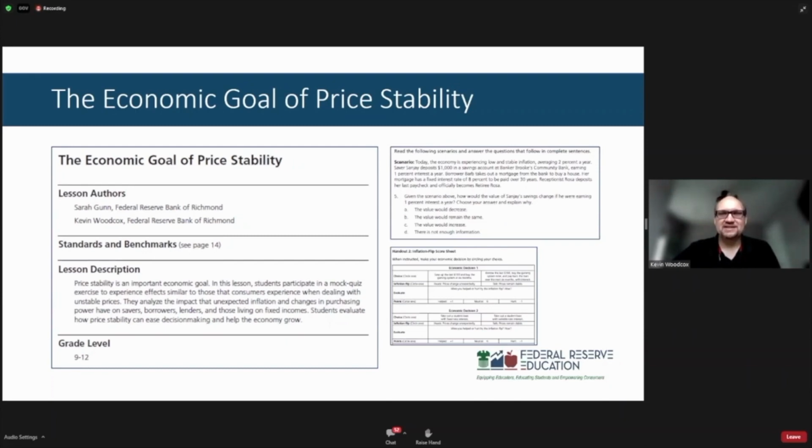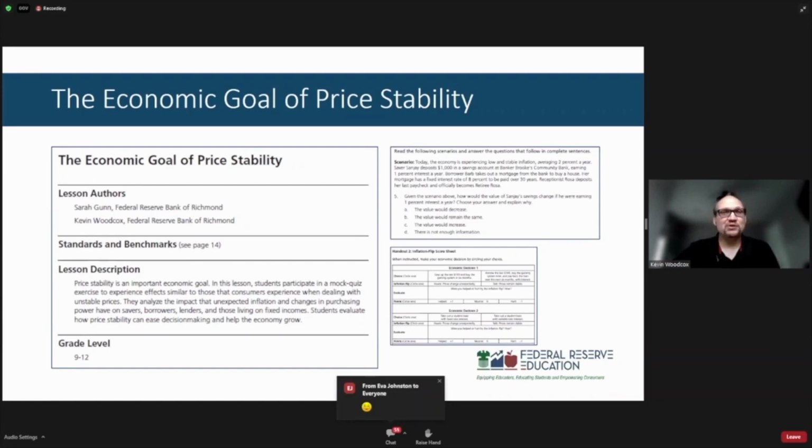We want students to understand that this mock exercise is all about how consumers might feel when we deal with unstable prices, when things change, when unexpected inflation affects our purchasing power. How would that roll through to savers, to borrowers, lenders? How would it affect your standard of living? These are things we want students to learn and be able to make decisions around. However, because it's unstable and we're not sure what's going on, it is a frustrating time.